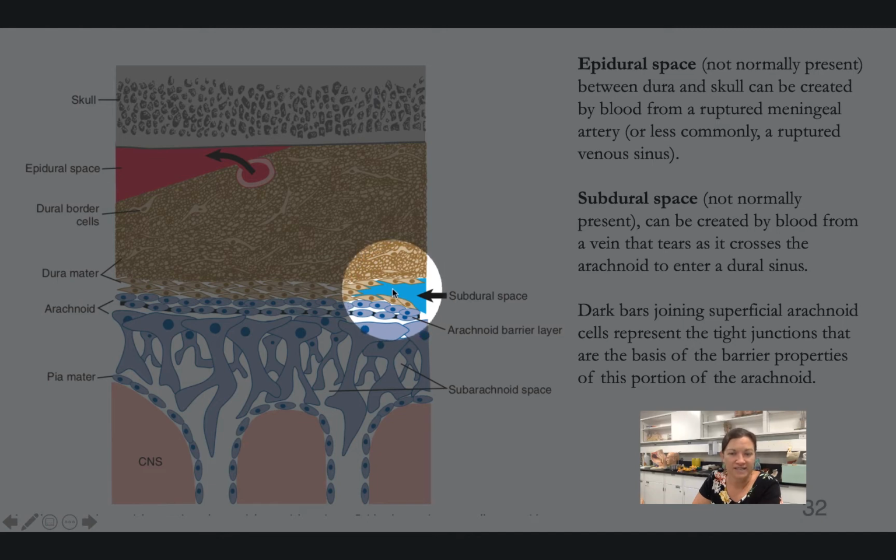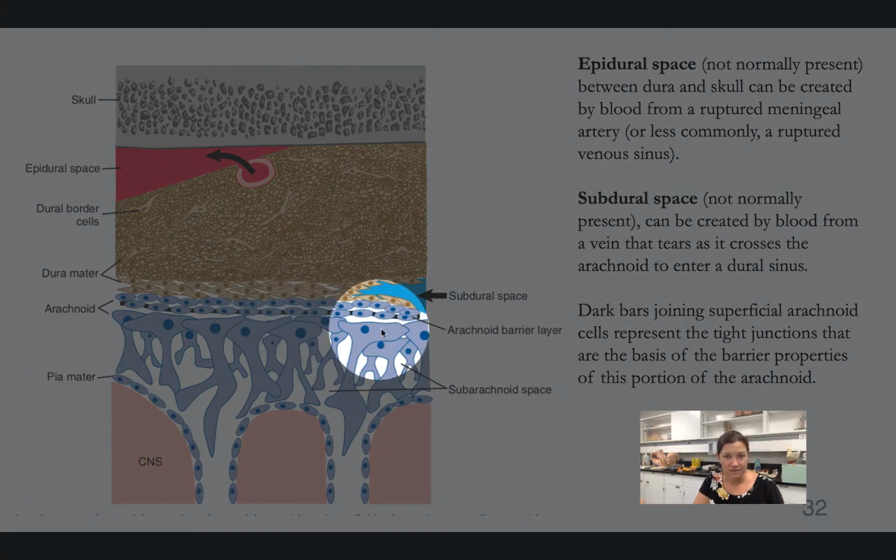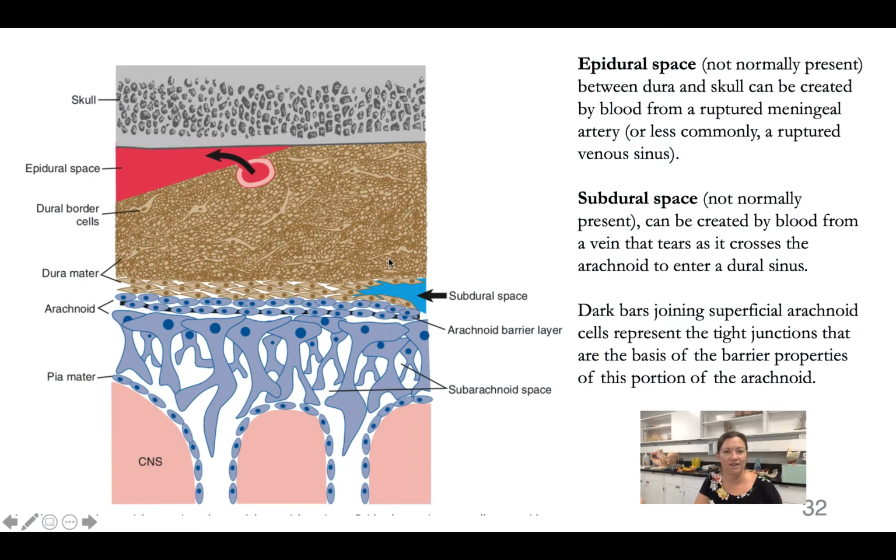hematoma. So again, it's not normally there, and the subdural space is between the dura and the arachnoid. And here you can see those little dark bars at the center of my cursor. Those represent the tight junctions that create the barrier properties of this portion of the arachnoid. So those tight junctions in the arachnoid barrier layer lock venous blood in this potential compartment. And it's typically a venous tear that causes bleeding into the subdural space.